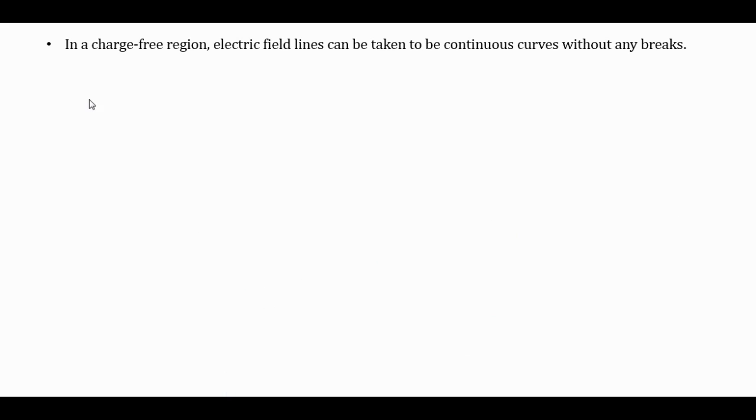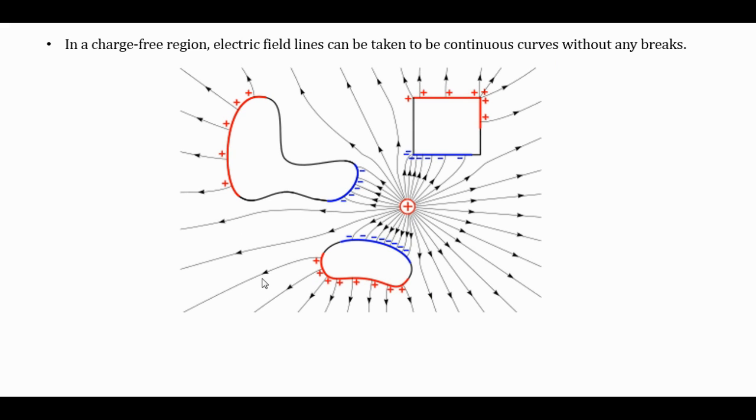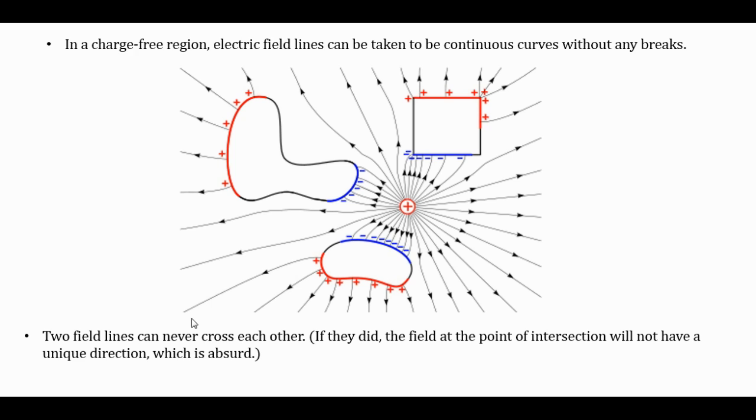Next characteristic. In a charge-free region, electric field lines can be taken to be continuous curves without any breaks. Charge-free means the region without any charge. You can take this region here, and this region here, without charge, but we have continuous curves of the electric field lines. Third, two field lines can never cross each other. If they did, the field at the point of intersection would not have a unique direction, which is absurd.